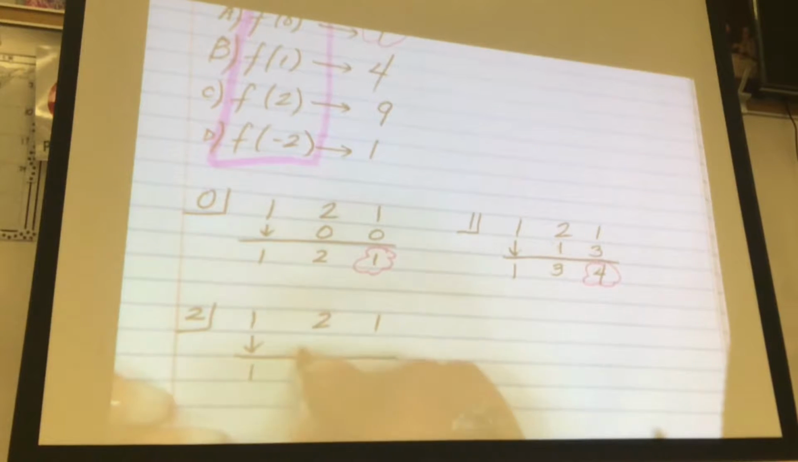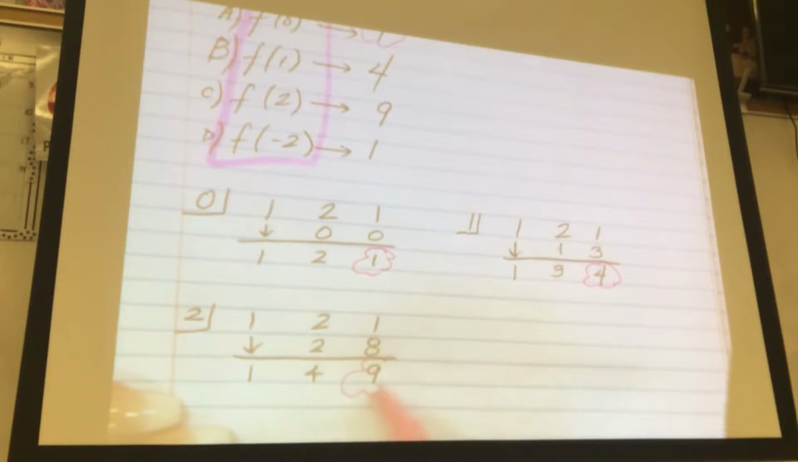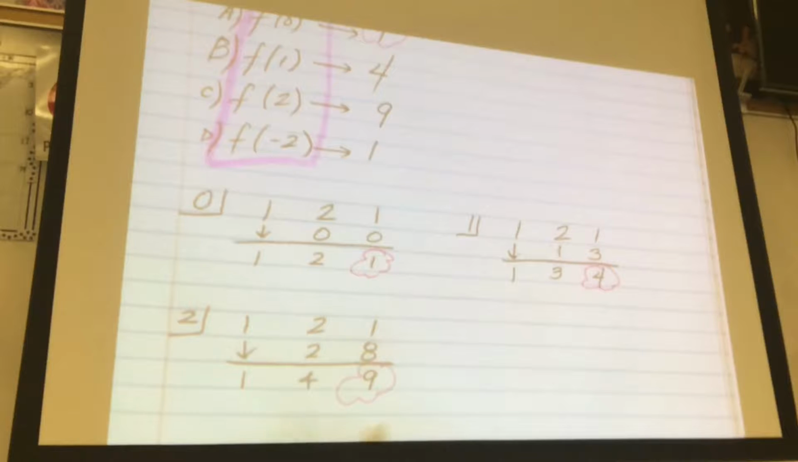Bring down the 1. 1 times 2 is 2. This becomes a 4. 4 times 2 is 8. And then I get a 9. So people oftentimes, instead of plugging into the function, where 90% of us got different answers, what's an easier way instead of plugging into the function? What could you do? Synthetic division. Because the remainder is going to give you the points as well.